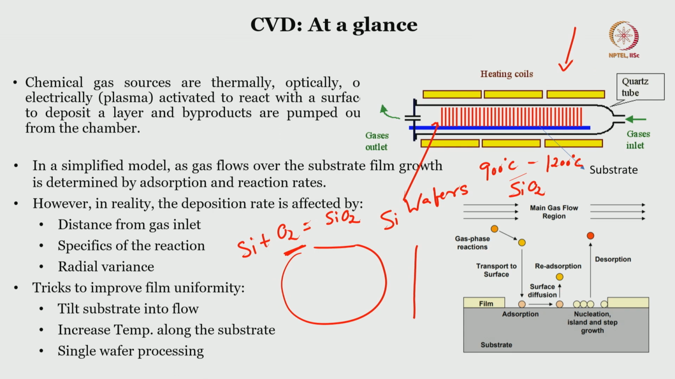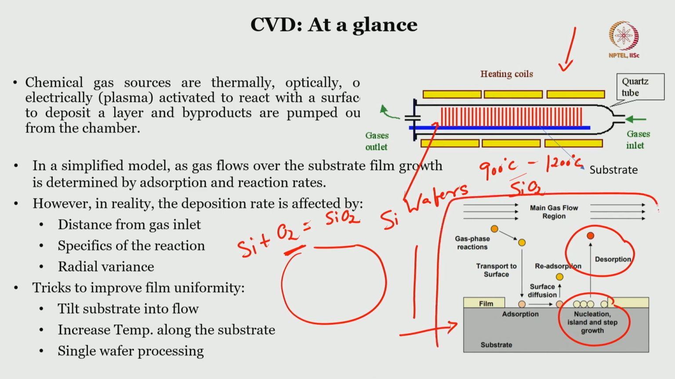Now you see this particular schematic. There is a substrate, and when the gas phase reaction occurs with the substrate, there can be multiple things. One is nucleation and island step growth, which will occur here. Second, some desorption will occur. Third, when the gas reaction occurs, it goes to the substrate, adsorption occurs, surface diffusion occurs, and readsorption occurs. So, there are many things that occur when the reaction is there within the chamber, and this is nothing but like in a bigger chamber you see like this.